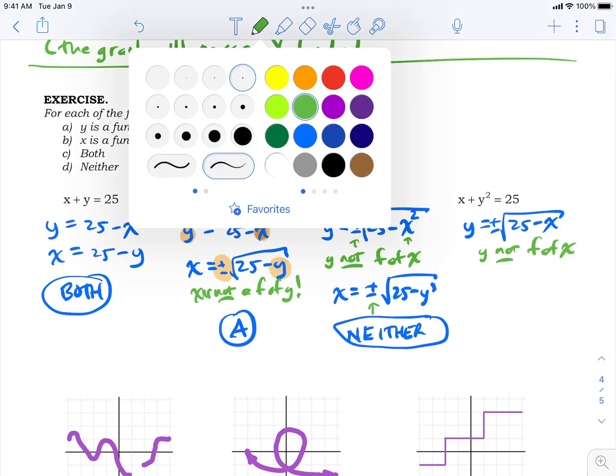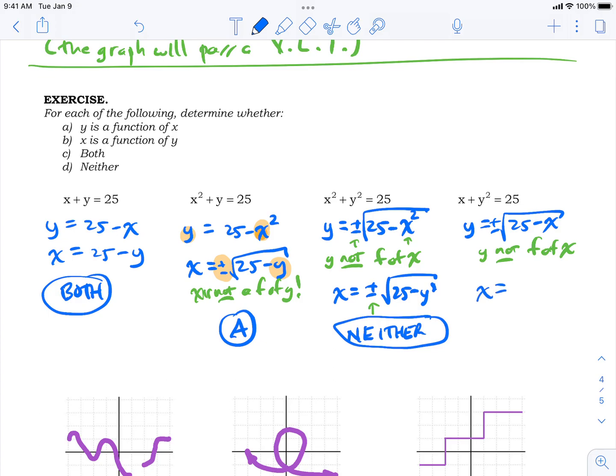Now if you solve it for x instead, all you've got to do is subtract y squared from both sides. And here it does work. If you plug in, make up a number for y, I'm only going to get one answer for x. Different values for y, different values for x. It's going to work just fine. And so this one is an example of x is a function of y. So this is choice B.